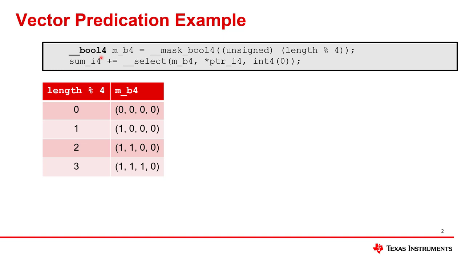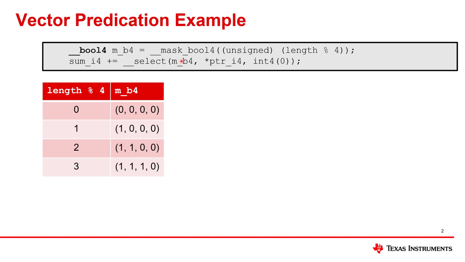So what this example does is it uses the mask bool4 intrinsic with length mod 4 as an input to create a bool vector with 4 elements. These are all the possible values of length mod 4, and this is which Boolean vector will be assigned to it as a result of that input. And you can see that the number of ones that you get matches the input.